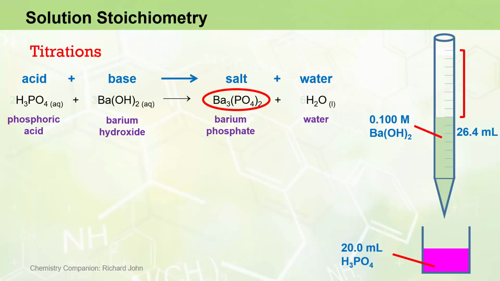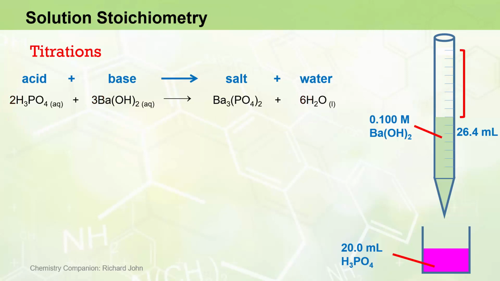Now that we have the correct chemical formulas for all of our substances in the overall chemical equation, the next thing we have to do is balance this equation. And in balancing the equation, we will put a stoichiometric coefficient of 2 in front of the phosphoric acid, 3 in front of the barium hydroxide, and 6 in front of water. And we now have our balanced chemical equation. 2 lots of phosphoric acid plus 3 lots of barium hydroxide produces 1 unit of barium phosphate plus 6 molecules of water.